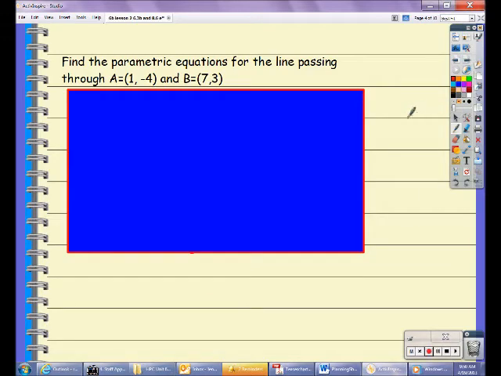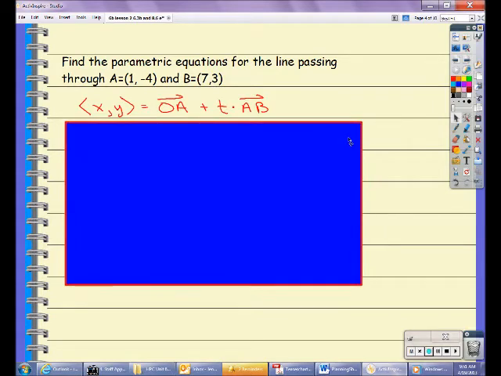Find the parametric equations for the line passing through A is 1, negative 4, and B is 7, 3. Use those same steps that we did before. Now pause it, try it on your own. Did you pause it? Did you really do this problem? Okay, I believe you. You paused it. We're good.